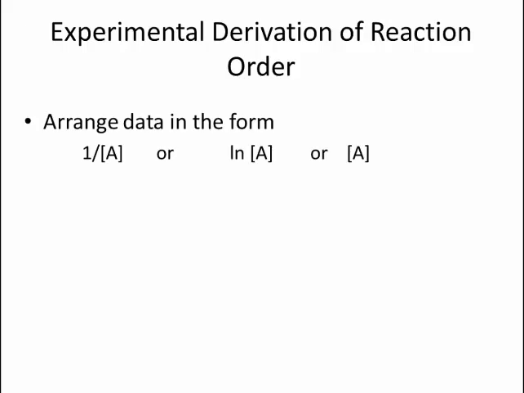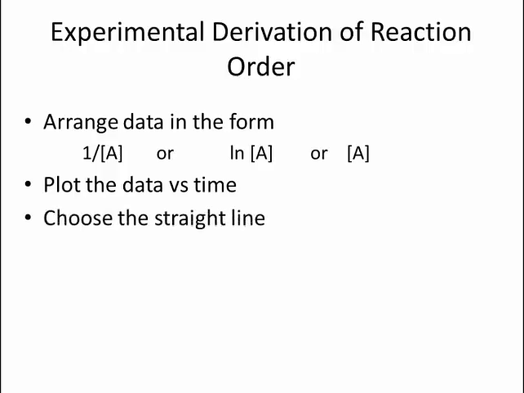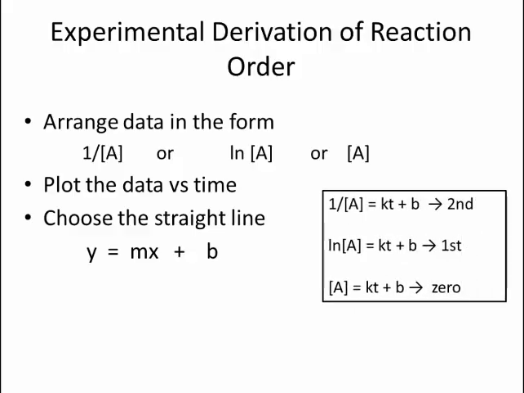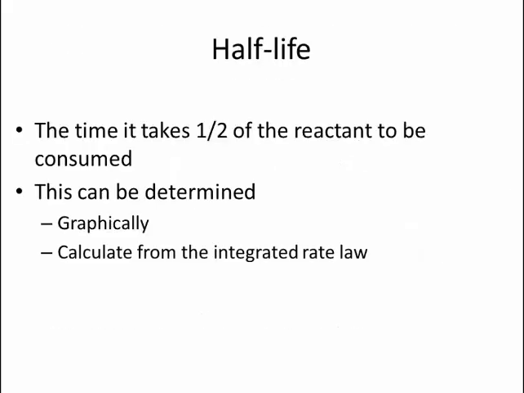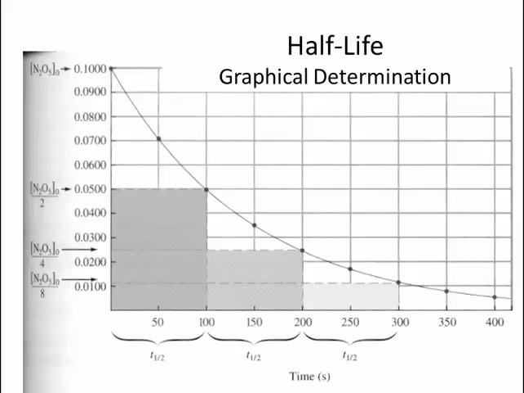All right, so in order to derive the reaction order, you can plot all of your data versus time. You can choose the straight line, y equals mx plus b, and so when you try the 3 different equations, you will figure out what order it is, and that's how we will do it in the lab. And then we can get the K value by calculating the slope. As I said earlier, you can find a half-life for all of the different reactions, the amount of time it takes half of the reactant to be consumed. This can be determined graphically, or you can also calculate it from the integrated rate law.